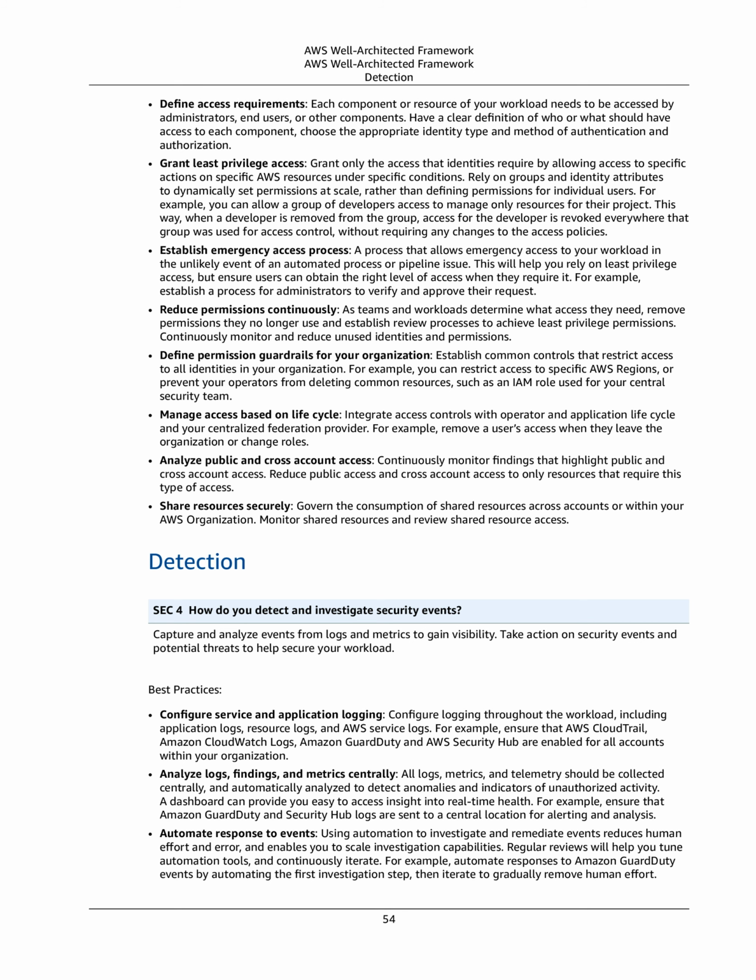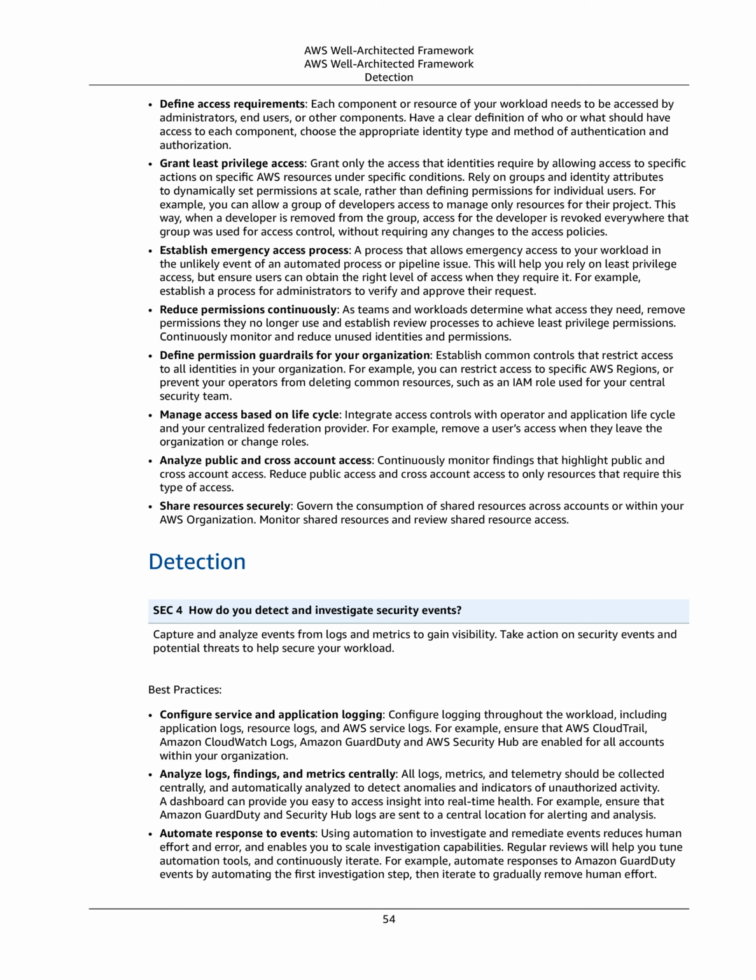For example, ensure that AWS CloudTrail, Amazon CloudWatch logs, Amazon GuardDuty and AWS Security Hub are enabled for all accounts within your organization. Analyze logs, findings, and metrics centrally. All logs, metrics, and telemetry should be collected centrally and automatically analyzed to detect anomalies and indicators of unauthorized activity. A dashboard can provide you easy-to-access insight into real-time health. For example, ensure that Amazon GuardDuty and Security Hub logs are sent to a central location for alerting and analysis.